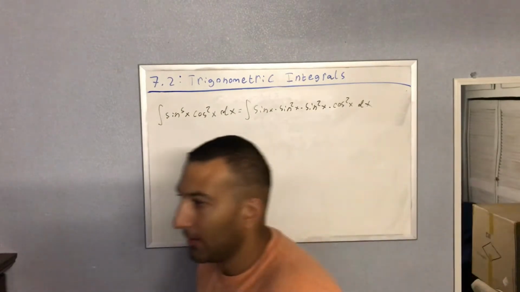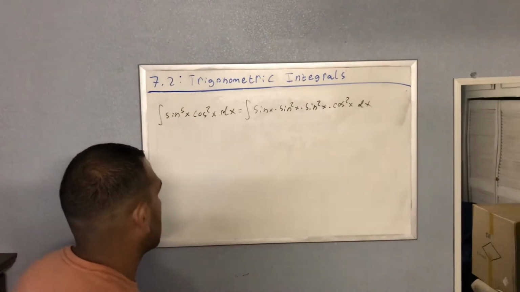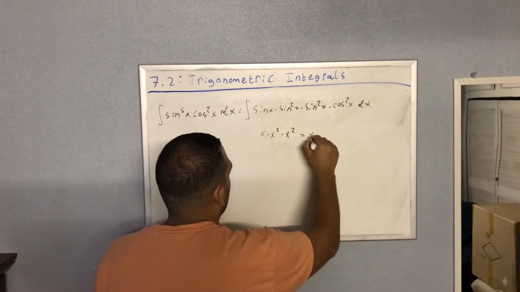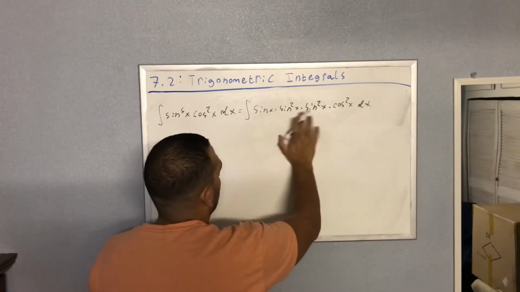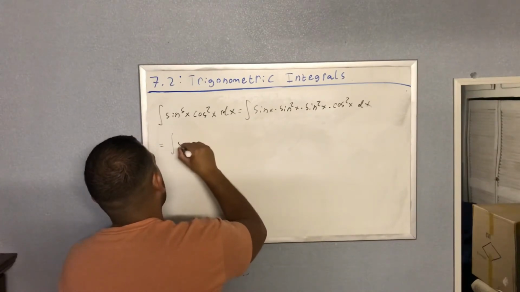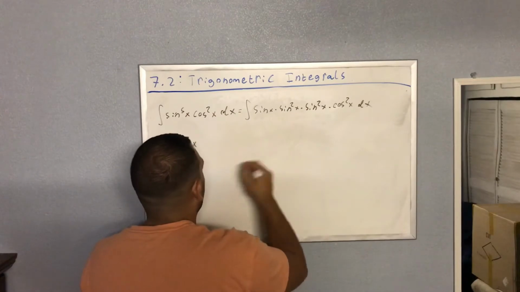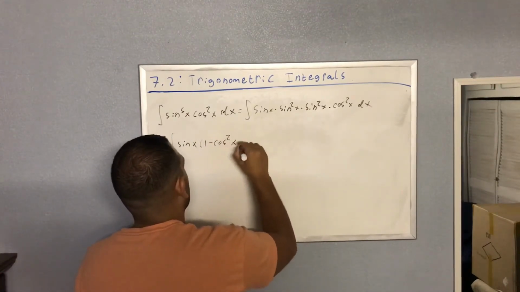Now, it may seem weird why we're doing this, but notice this is just the same as x times x squared times x squared. That's x to the 5th. So I just broke this up. And the reason why I broke it up into two different sine squareds is to use the Pythagorean identity. Namely, a variation of it, the one that we saw, is that sine squared is the same as 1 minus cosine squared.